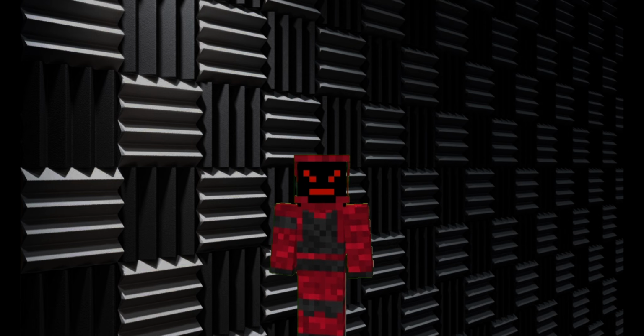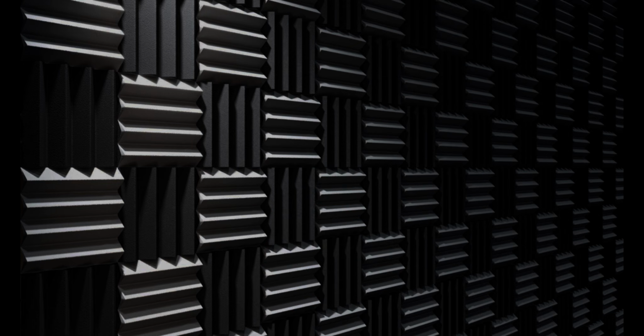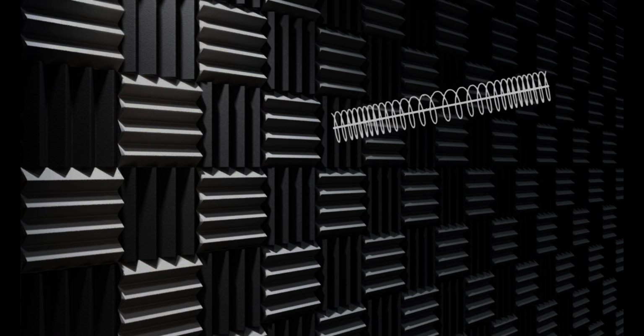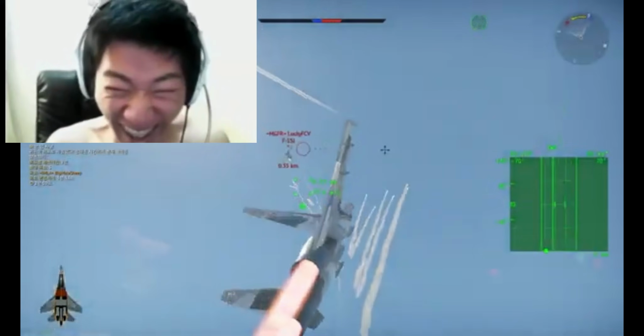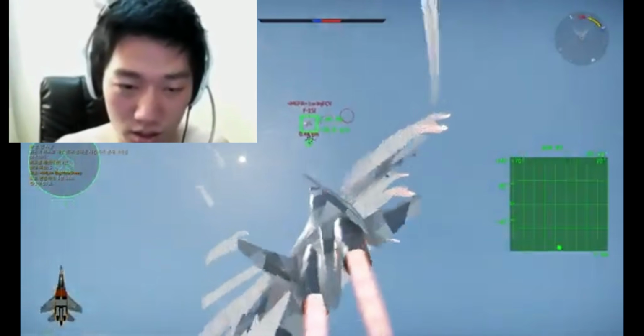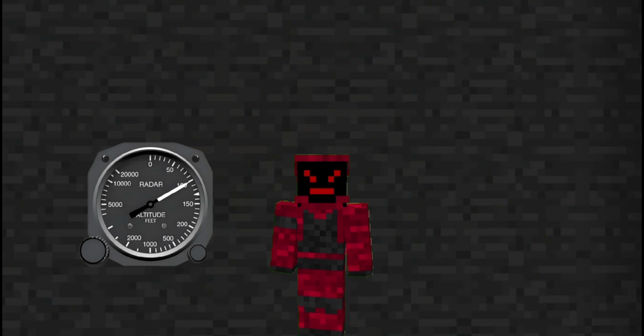Now that we understand waves, we can get into sound deadening material. Sound deadening material uses sound waves, which are mechanical and longitudinal, and these materials absorb sound energy, reducing how much noise passes through walls. So yeah, if you're yelling at 2 a.m. playing War Thunder, soundproofing might save your parents' sleep and save you from them yelling at you. But now let's move on to the main technology, radar altimeters.